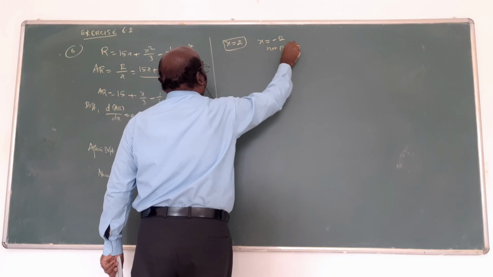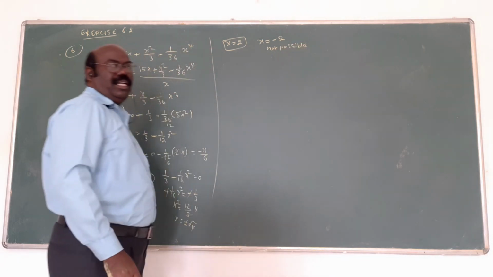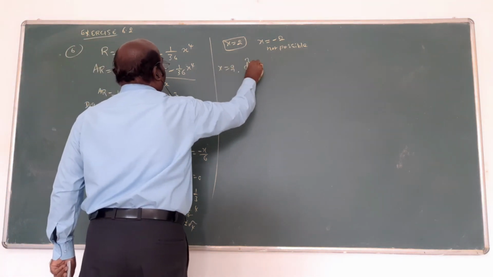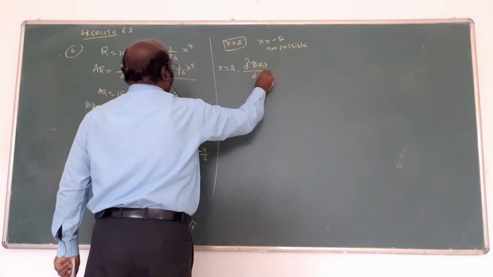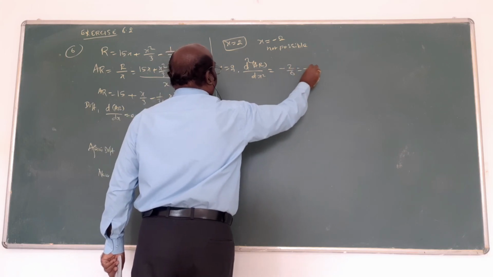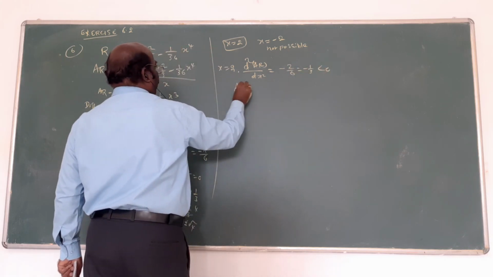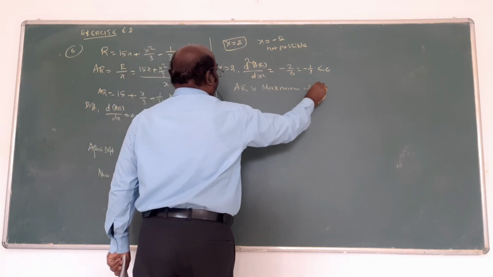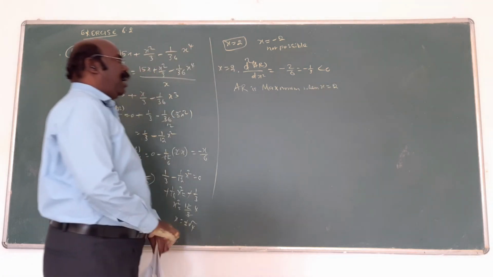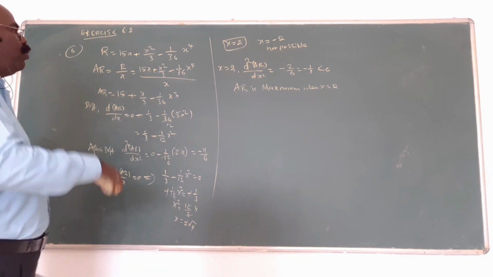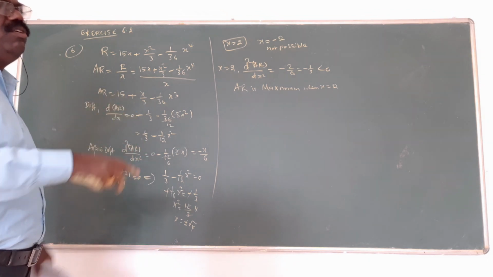This is not possible. What is the reason? x is output. Output cannot be negative. When x is equal to 2, second derivative of AR by dx square equal to minus x by 6, that is minus 2 by 6, minus 1 by 3. This is less than 0. Therefore, average revenue is maximum, that is highest when x is equal to 2. Am I right? Average revenue is maximum, highest is maximum. At the point x equal to 2, in the average revenue as well as marginal revenue, we get the same answer.